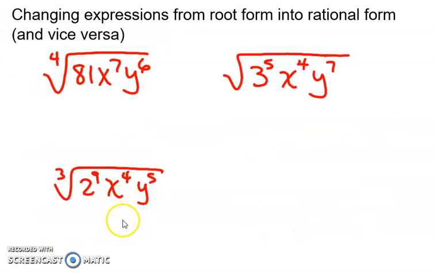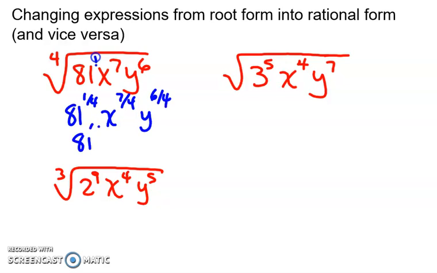Next page, they're getting a little more complicated, so go ahead and write these in those rational forms, and then turn the video back on when you're ready. So the exponent on the 81 is actually a 1, so this is 81 to the 1/4, x to the 7/4, and y to the 6/4. The y can actually be simplified to y to the 3/2. Divide both numbers by 2.